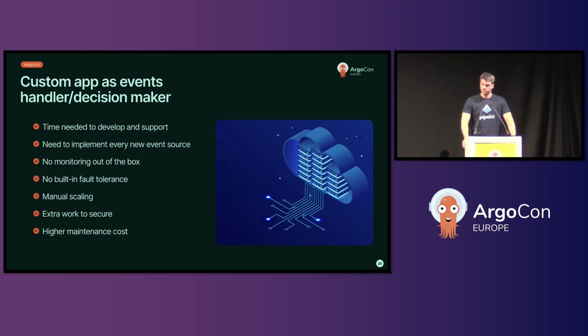Also, you can create a custom app as an events handler and decision maker, and this is what some people do when they have one event source. People might write a custom app with good intentions. This app does one job well, but then you need to add a new feature, and you have to keep manually growing it. In this case, you need time to develop and support this application. You need to implement every new event source, with no monitoring out of the box, no built-in fault tolerance, and extra work to secure everything. So a lot more time and money is needed to maintain and develop the application.